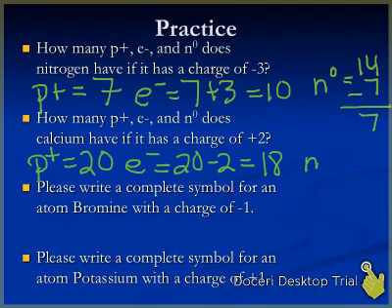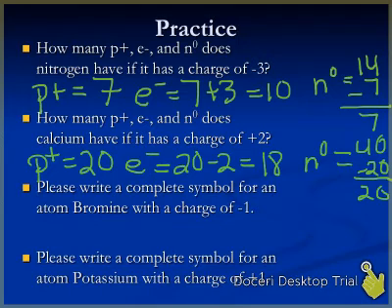And then lastly, we have to do neutrons. To do neutrons, we take the mass, which is 40, minus protons, which is 20. So, 20.